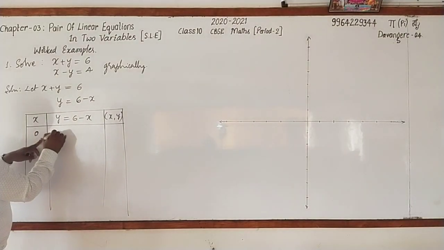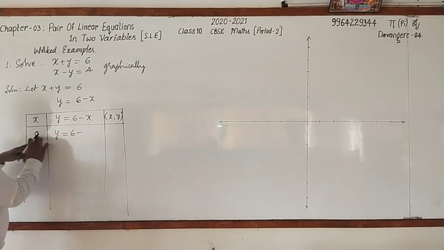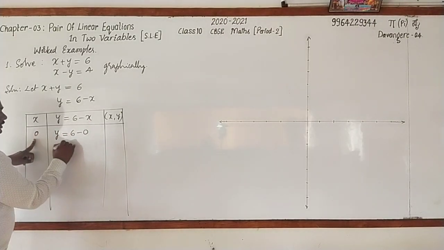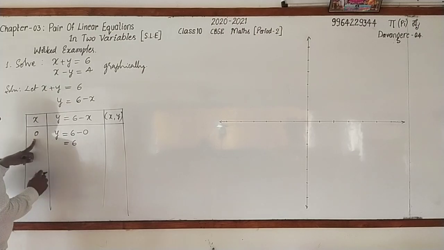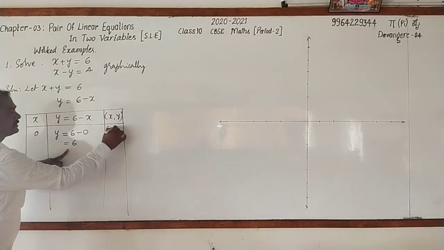First I have taken 0. Observe it. Y is equal to 6 minus, what is in place of x? 0. Then 6 minus 0 is 6. So when x is 0, y value will be 6.